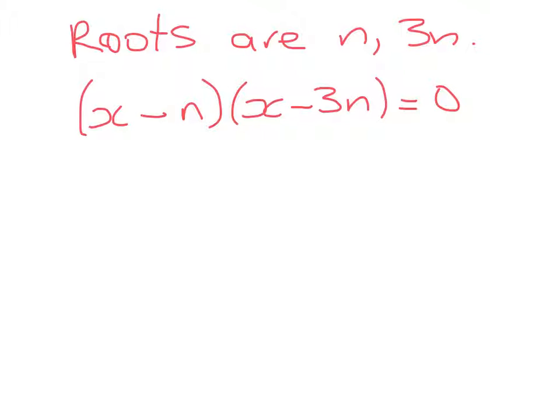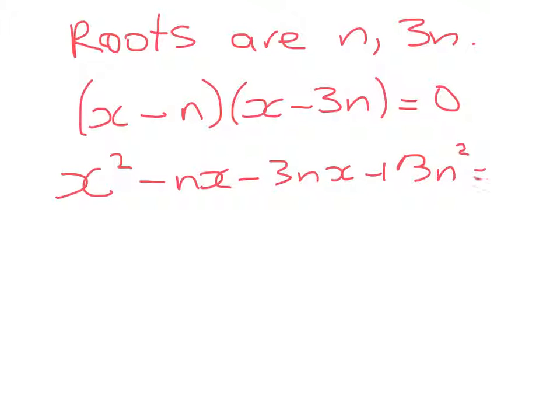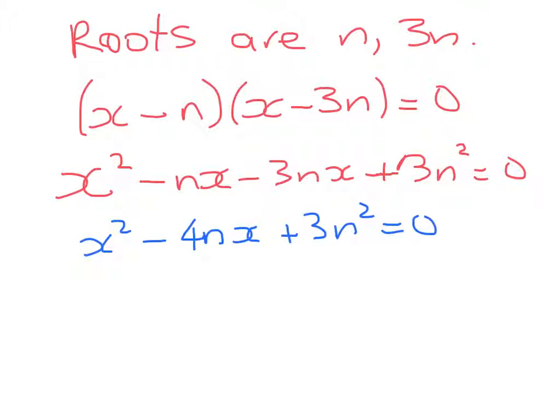Now there's another video that I've done on this called Miscellaneous Quadratic Problems. So if you want to see a couple more examples of this technique, go and look at that. So x squared minus nx minus 3nx plus 3n squared equals 0. Right, so we've got x squared minus 4nx plus 3n squared equals 0. But we know that our original equation was x squared plus mx plus 12 equals 0. So we're matching up the coefficients.